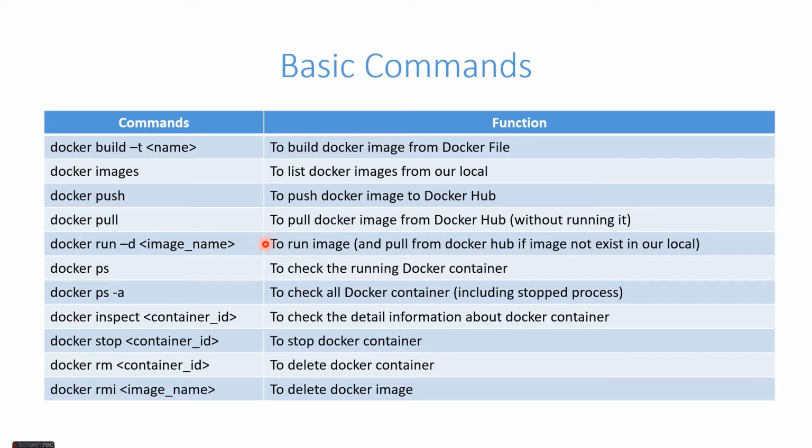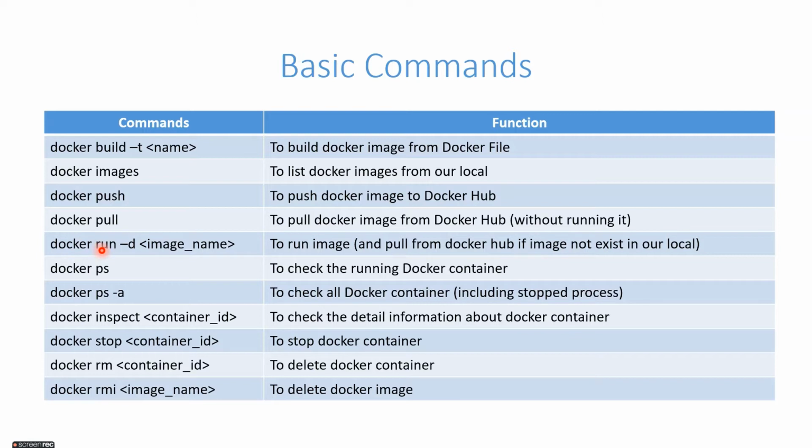Later on we will manage the container, and some of the commands will be triggered from ECS. Okay, so docker build is to build the Docker image from a Dockerfile. Docker images is to list the Docker images in our local. Docker push is to push the Docker image to Docker Hub. Docker pull is to pull the Docker image, but without running it.